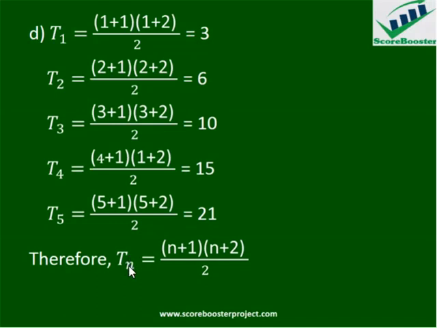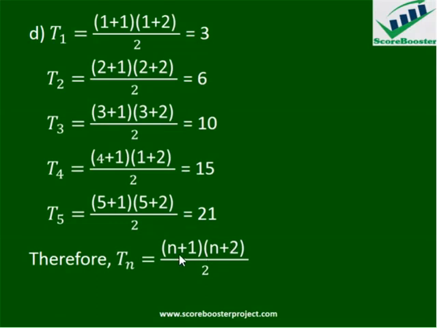Here when n is equal to 1, we have 1 plus 1, 1 plus 2. 1 plus 1 is 2, 1 plus 2 is 3, 2 multiplied by 3 is 6, 6 divided by 2 gives 3. So if you're asked to find T20, that is when n equals 20, you have 20 plus 1, 21, and 20 plus 2, 22.